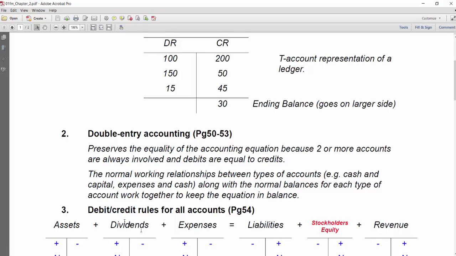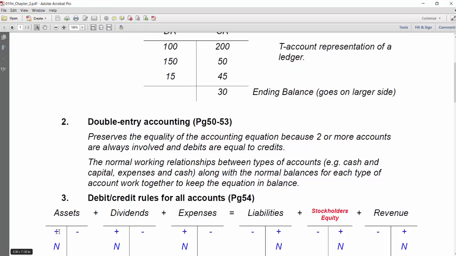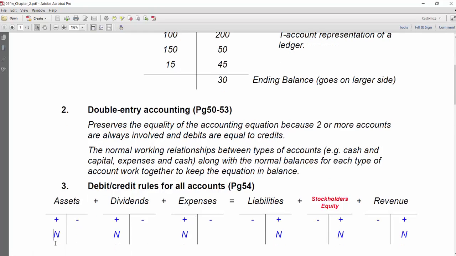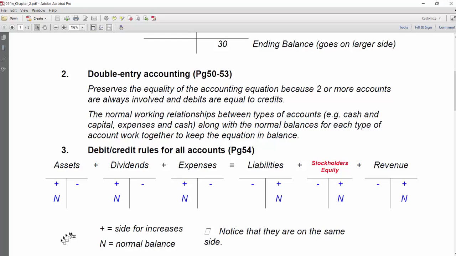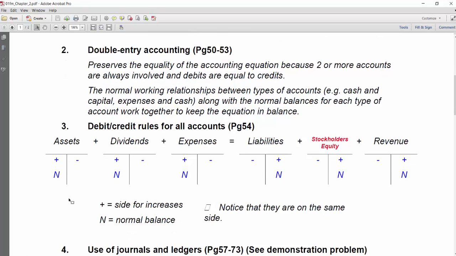Accounts on the left side of the equal sign go up by an entry on the debit side. Accounts on the right side of the equal sign go up by an entry on the credit side. And the balance you would normally expect to find, or the normal balance, is on the same side as where you make increases. Well, how do you make an account go down, or decrease? You just do the opposite of whatever is required to make it increase.